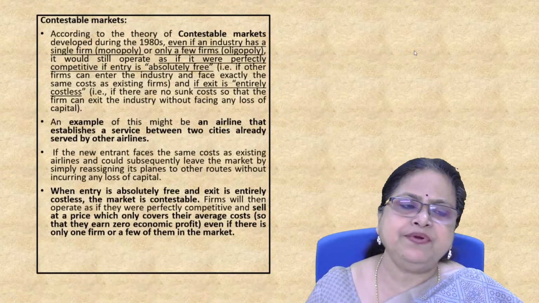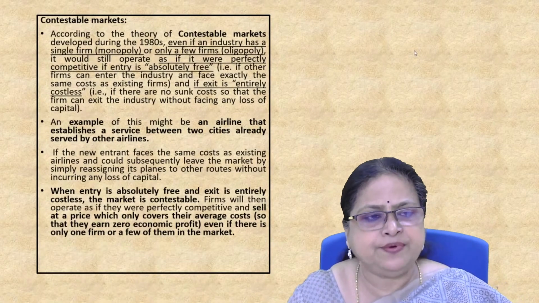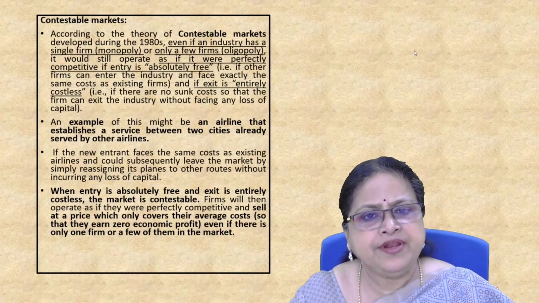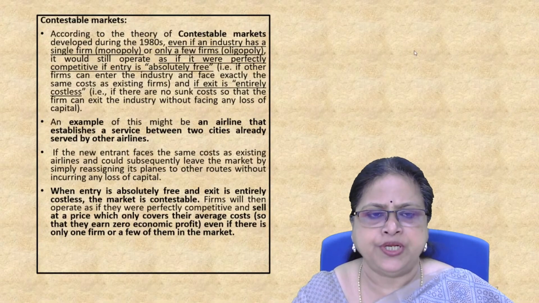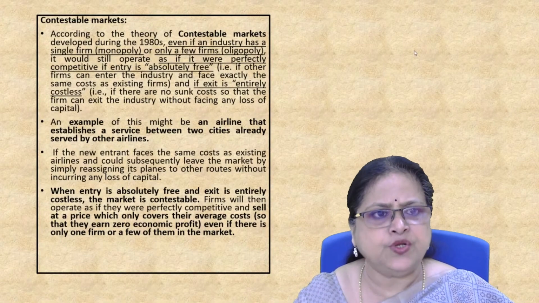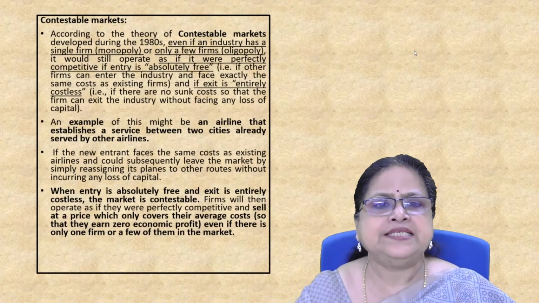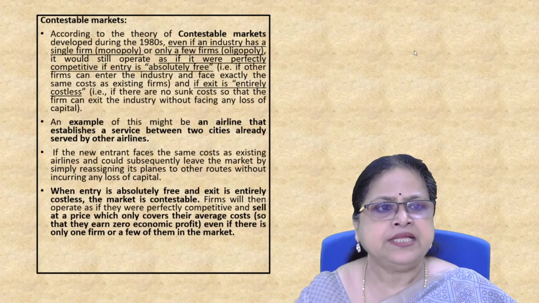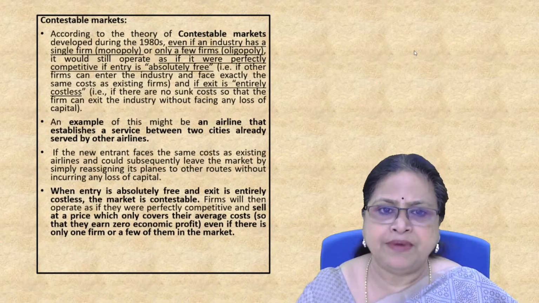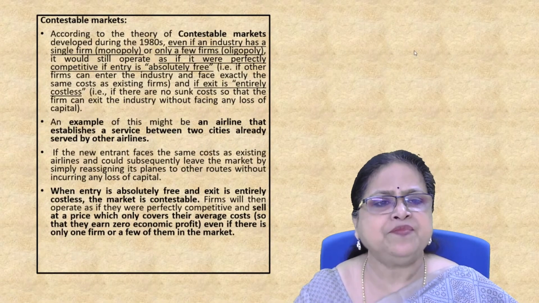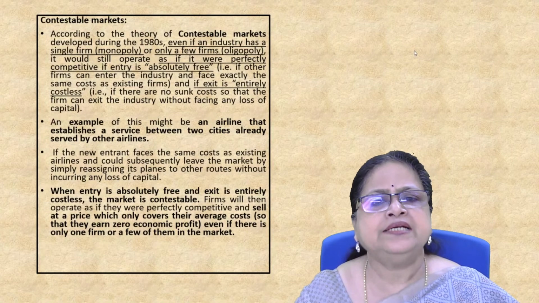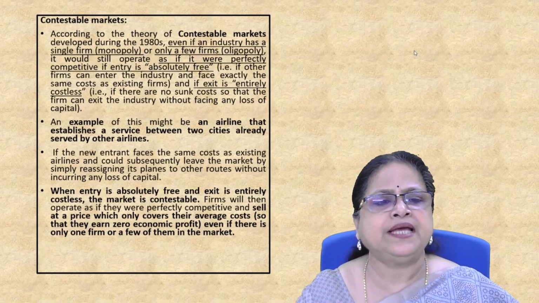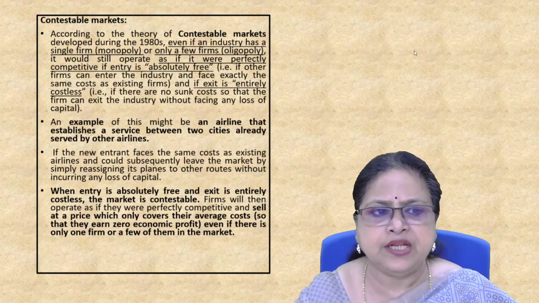Okay. Now contestable markets. According to the theory of contestable markets, which was developed during the 80s, even if an industry has a single firm monopoly or only a few firms, that is oligopoly, it would still operate as if it were perfectly competitive if entry is absolutely free. That is, if other firms can enter the market and face exactly the same cost as the existing firm, and if exit is entirely costless, that means there is no sunk cost, so that the firm can exit the industry without facing any loss of capital.